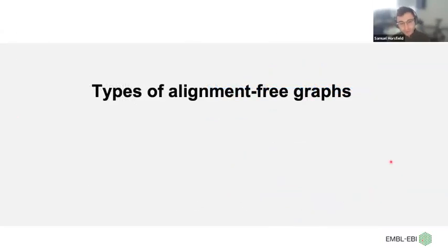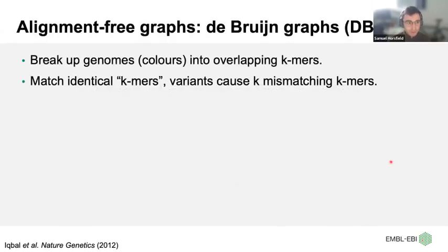So that's alignment graphs covered. Now to discuss briefly some alignment-free graph formats. The crux of alignment-free graph building are De Bruijn graphs. These break up genomes, also denoted as colors, into overlapping k-mers. And these, as I said before, k-mers are nucleotide sequences of length k. The idea behind De Bruijn graphs is that you just need to match identical k-mers across the genomes you're analyzing rather than conducting slower alignment.